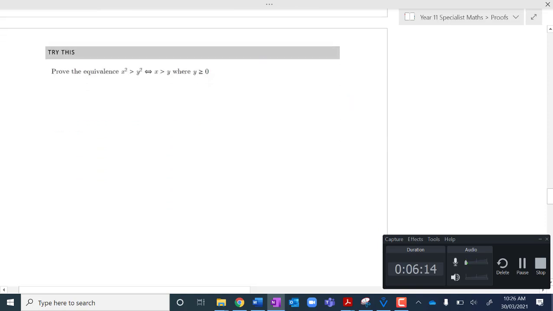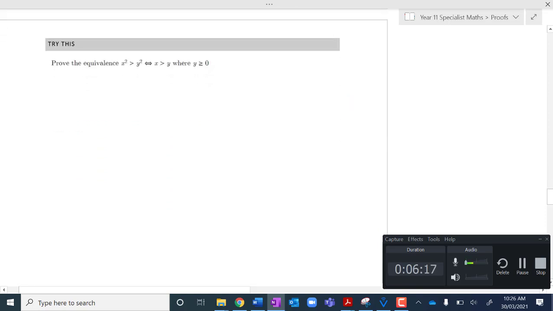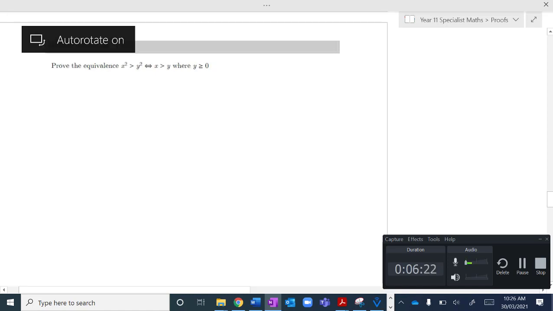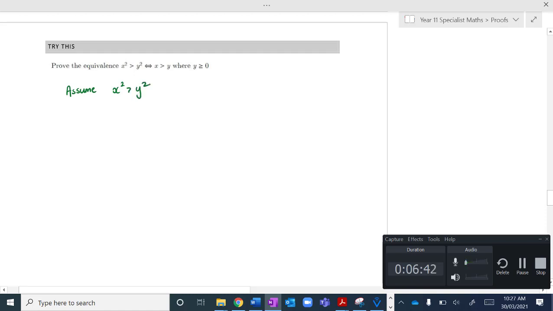That was a bit of a unique one, but likewise, what about if we were to do something like this? Let's say that x squared greater than y squared if and only if x greater than y, and we also know that y is greater than 0. So let's try this one here. First of all, we can assume that x squared is greater than y squared, and therefore let's subtract y squared from both sides. We can say that x squared take y squared is greater than 0.